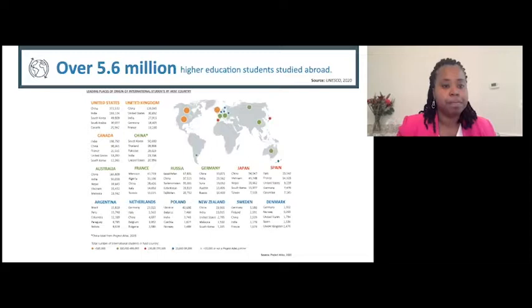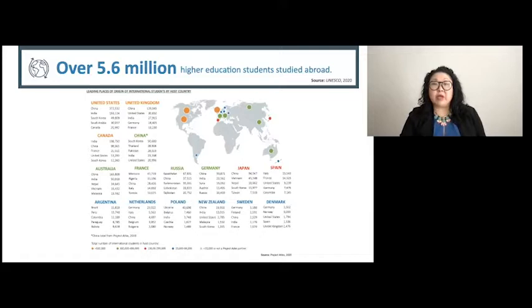We added a few slides here from Project Atlas that highlight the current state of student mobility around the world, so we have a little bit more context as we continue. As you can see, over 5.6 million students studied abroad in the 2018-2019 academic year, which includes degree-seeking students, as well as those participating in short-term or exchange programs. The top host countries remain the United States, the United Kingdom, and Canada, with China and India remaining the top sending countries, all of which have been consistent for many years.